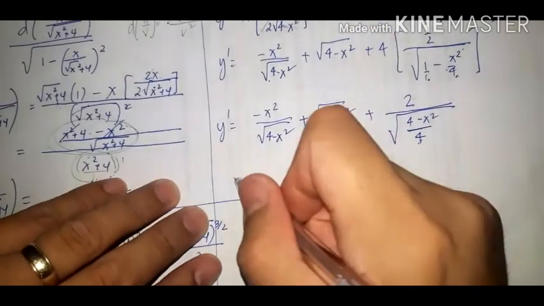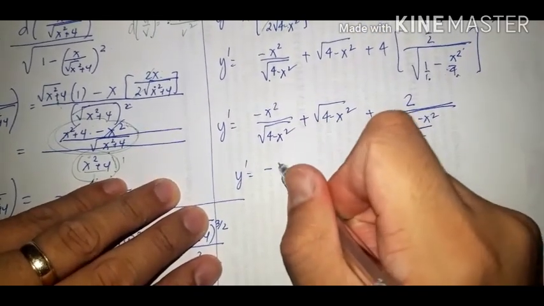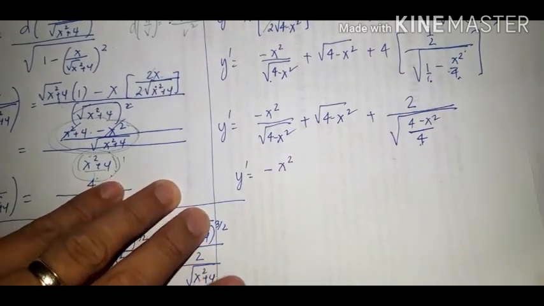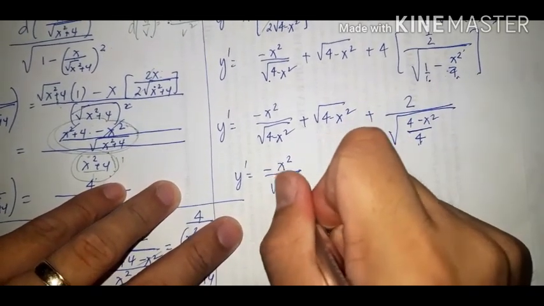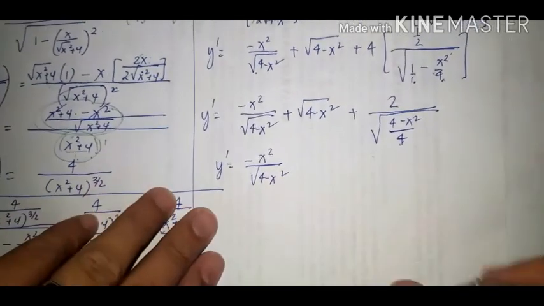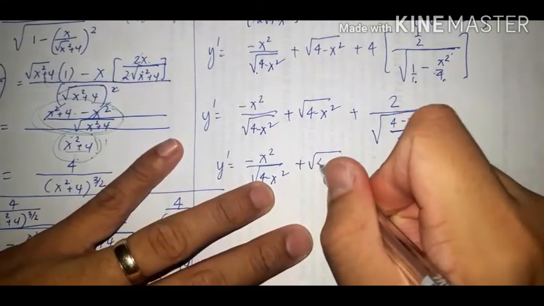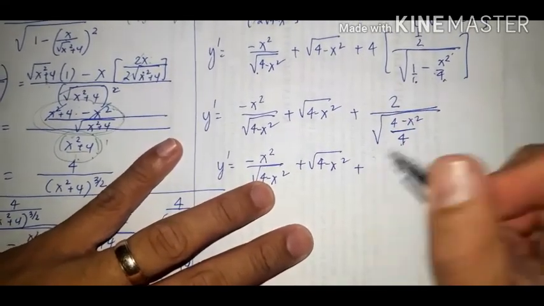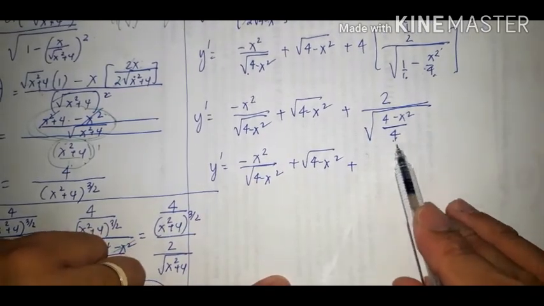So, that gives you y prime is equal to negative x squared over square root of 4 minus x squared plus square root of 4 minus x squared plus ang square root ng 4 ay 2.